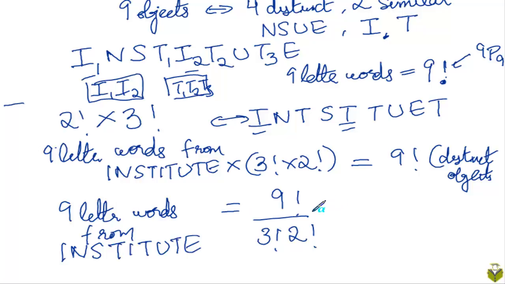So this particular notion is like you just have to see how many of the words are similar to each other. So you have 3 factorial corresponding to the T's and 2 factorial corresponding to the I's, and 9 factorial is corresponding to the total number of objects. So this is a general theorem which I will state now. This is just the intuition behind the general theorem which I'll state now.